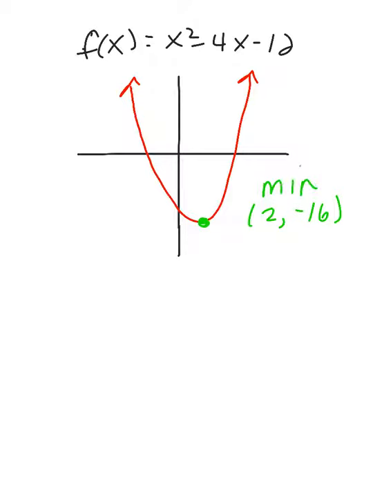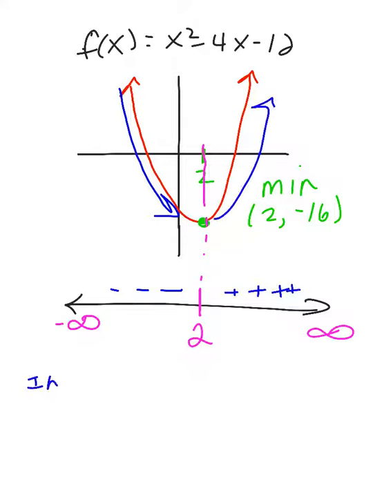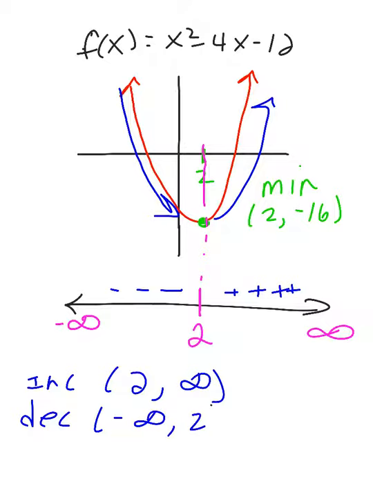All right, so what I want is the x value. I want the 2. So underneath, remember I had you draw a number line. Graph the 2 right here. To the right is infinity, to the left is negative infinity. When you read your graph, you read from left to right, so it's going down here, so it's decreasing. And then it goes up here, so it's increasing. So we write it's increasing from 2 to infinity, and it's decreasing from negative infinity to 2.